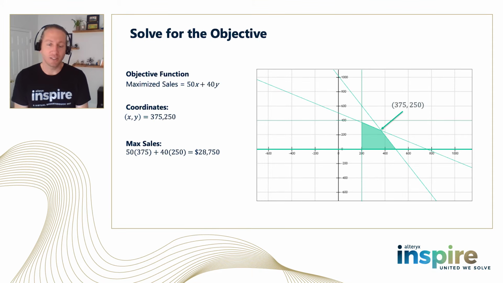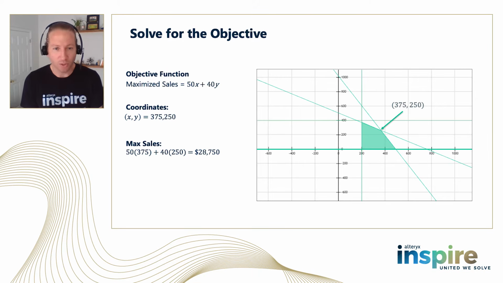If we look at that on the graph, you can see it's the point where those two lines met. So that is our optimized point. If we plug both of those values, the 375 and the 250, back into our objective function, which was 50x plus 40y, we get $50 for every pair of pants and $40 for every jacket. If we plug the 375 and 250 back into that equation, at the very bottom there you can see we get $28,750. That is our maximized revenue.